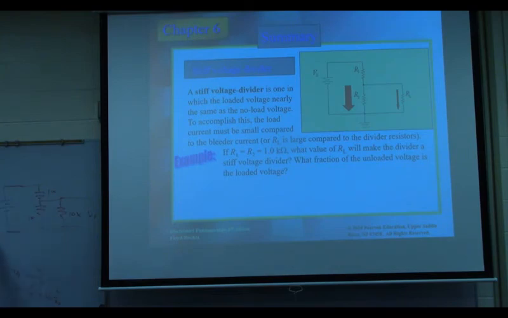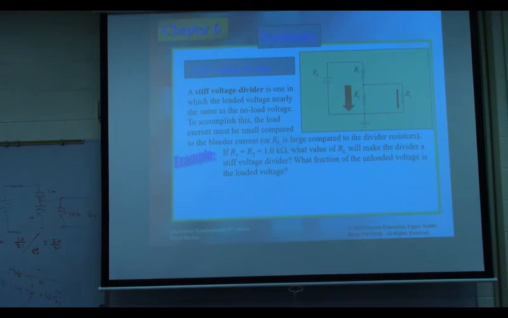So the fraction is, we are asking what fraction of the unloaded is the loaded. So we are going to use this one, 10 over 21. Both have VS. We divide, we cancel each other, so we don't need to care. Then divided by 10 over 20. Okay? So that will be 20 over 21.